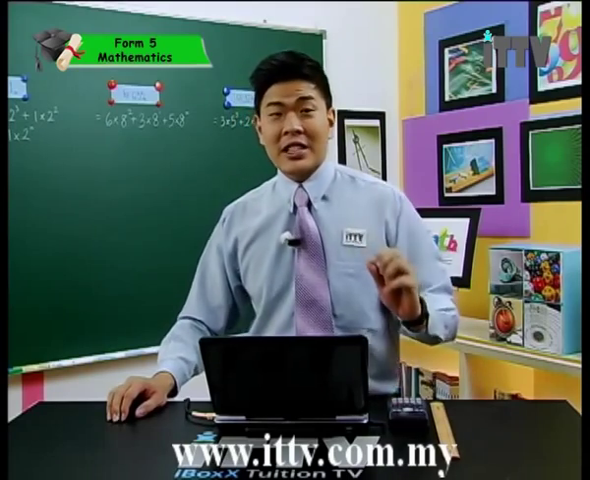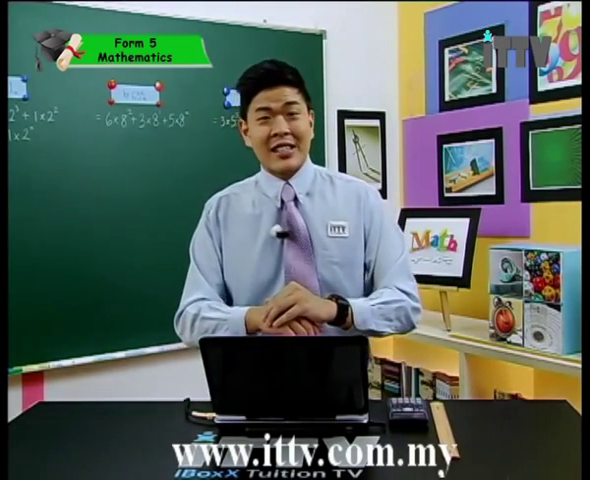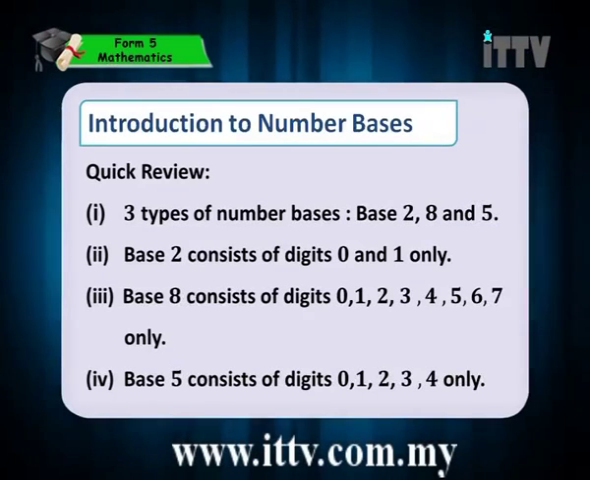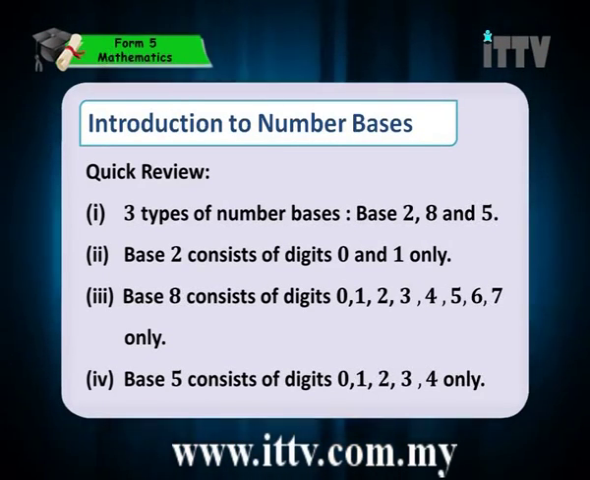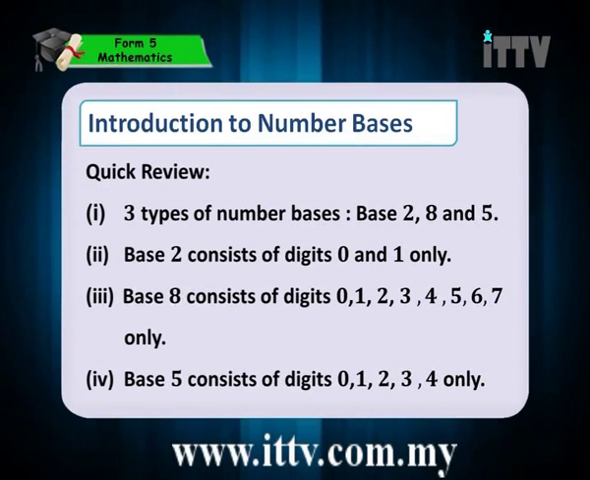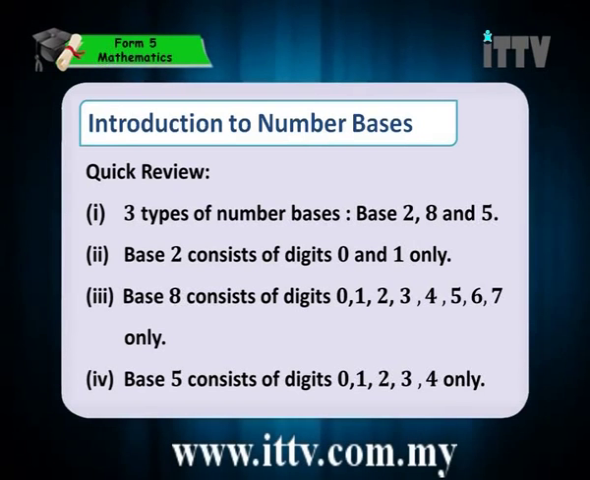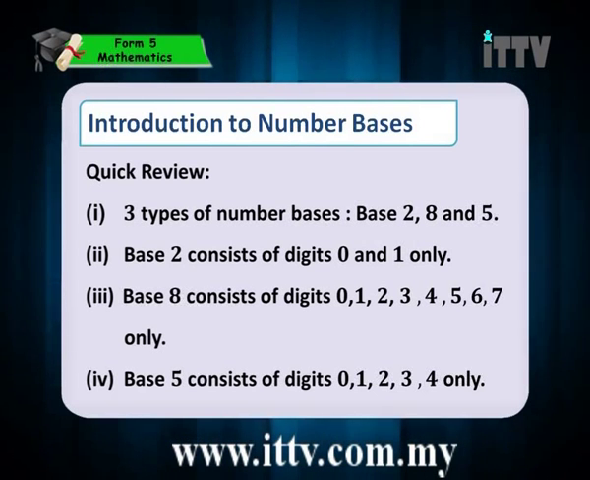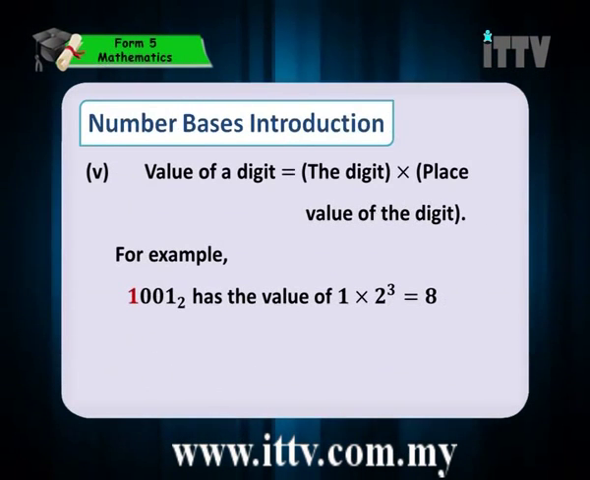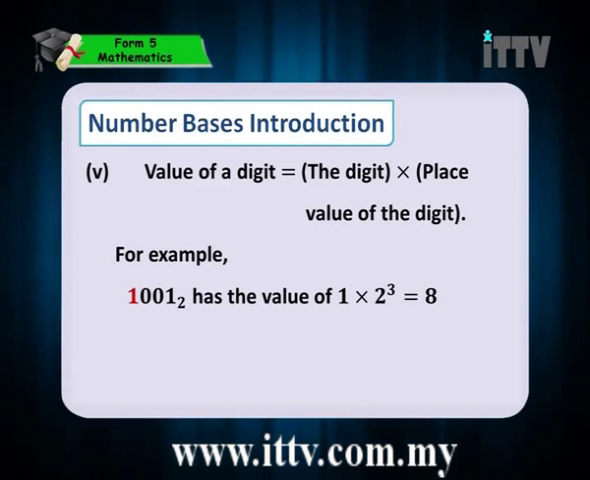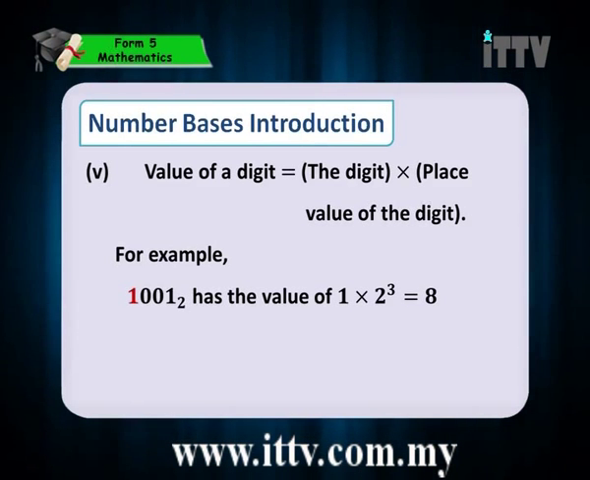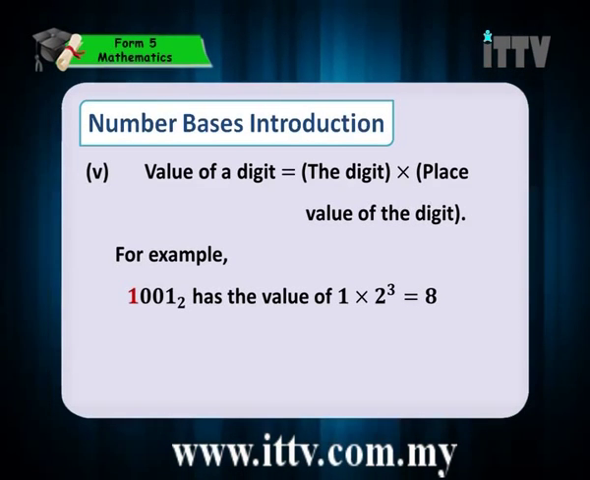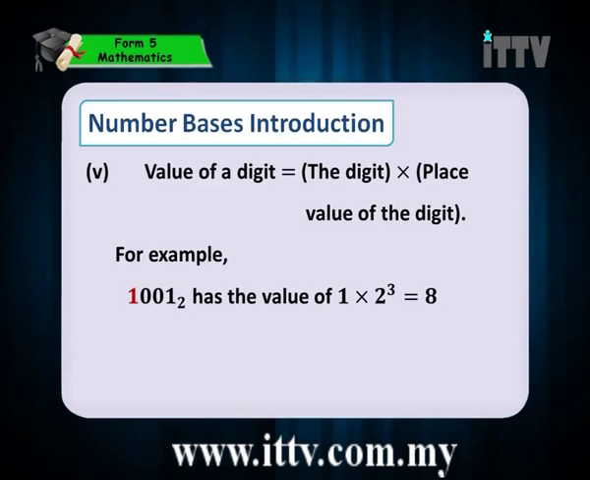Alright guys, so we have learned pretty much about number bases in this first lesson. Now let's take a look back at what we have learned. We have learned the 3 types of number bases: base 2, 8 and 5. We have also learned that base 2 consists of digits 0 and 1 only. Base 8 consists of digits 0, 1, 2, 3, 4, 5, 6, 7 only. Base 5 consists of digits 0, 1, 2, 3, 4 only. The value of a digit is equal to the digit multiplied by its place value. For example, 1001 in base 2 has the value of 1 times 2 to the power of 3, which is equal to 8.